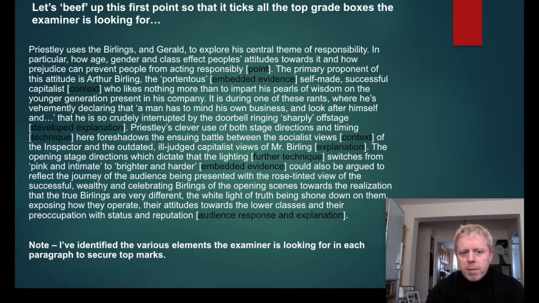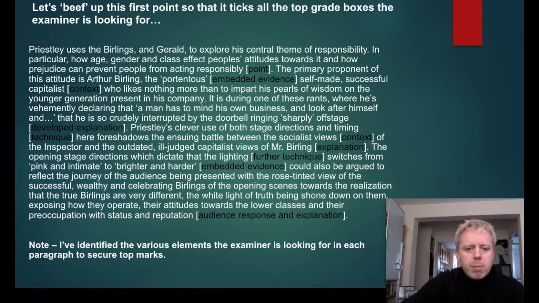So let's beef up this first point so that it ticks all the top grade boxes the examiner is looking for. And you can see in black I've highlighted where the elements of P to C fall. So, first point could be something along the lines of: Priestley uses the Birlings and Gerald to explore his central theme of responsibility. In particular, how age, gender and class affect people's attitudes towards it, and how prejudice can prevent people from acting responsibly. And there's my point.